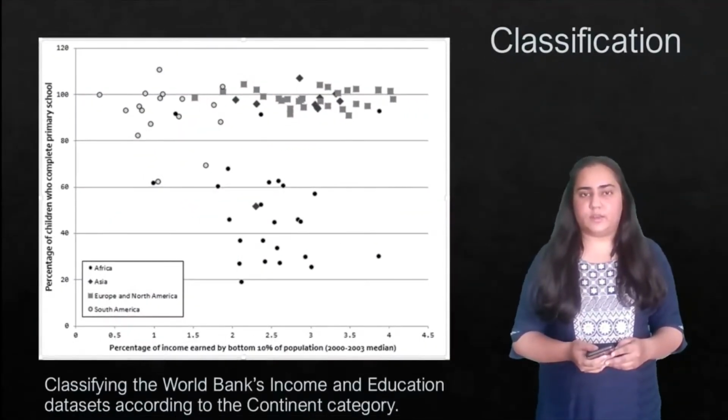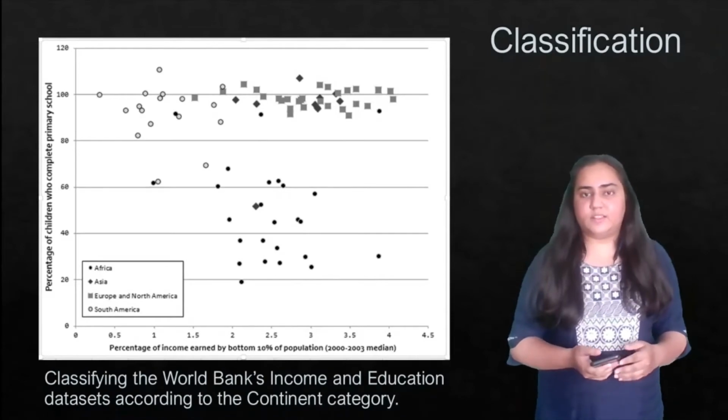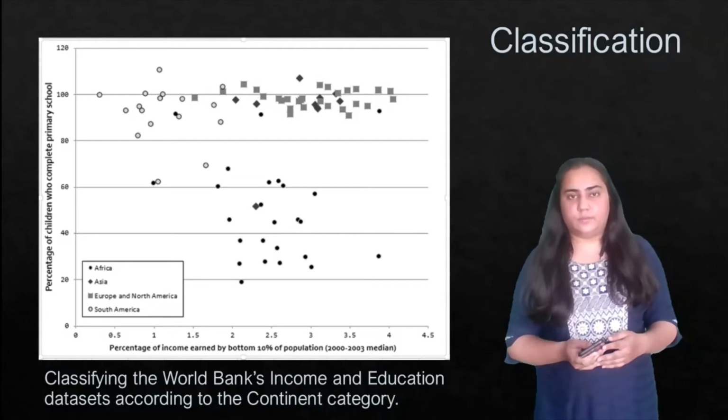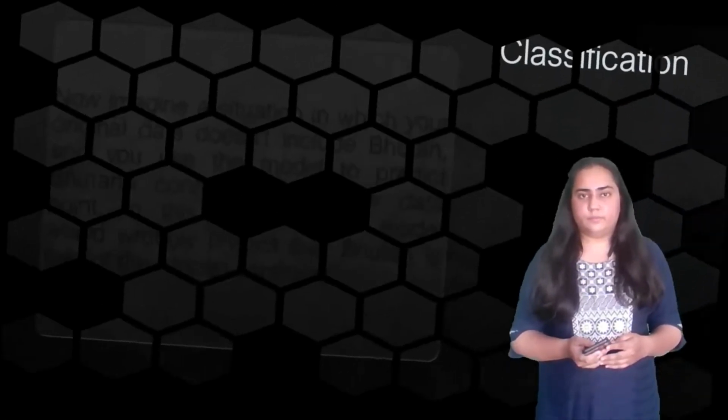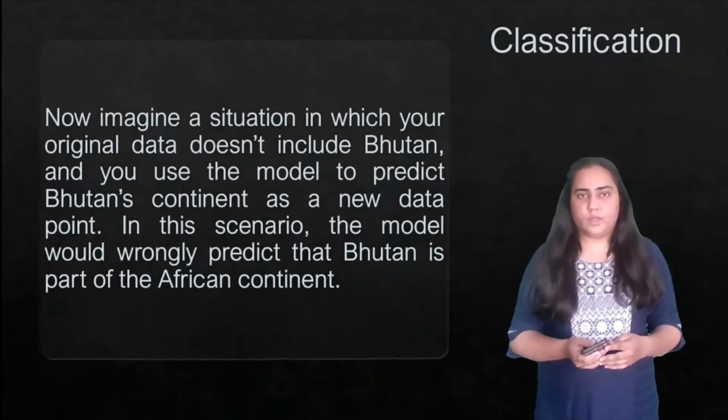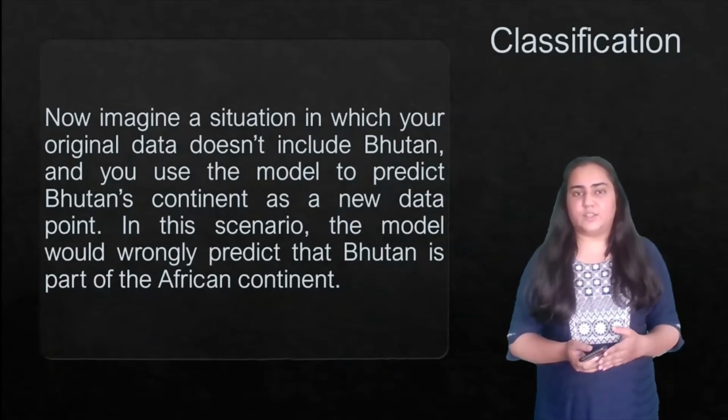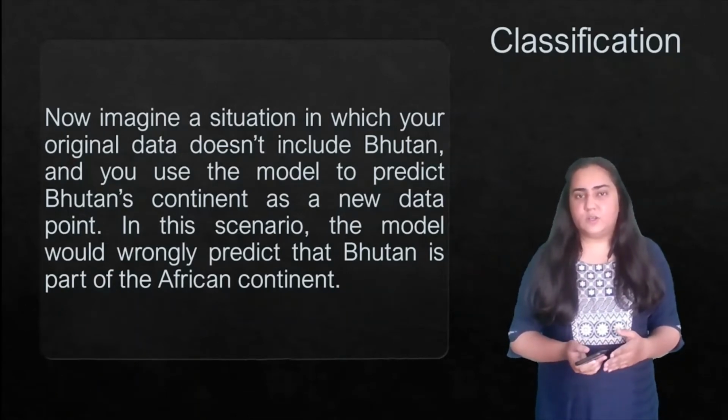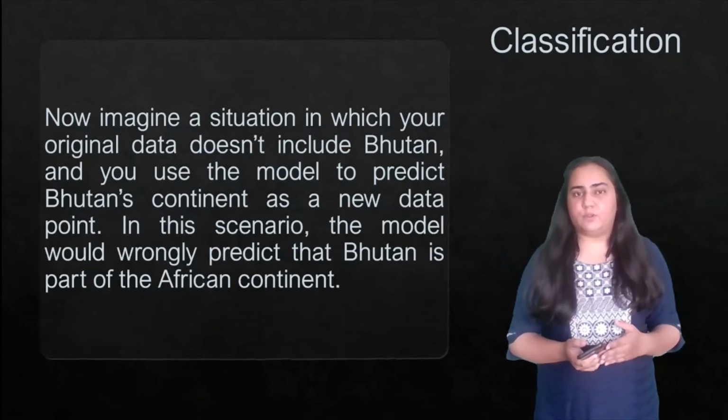So this is once again the diagram classifying the data according to the continent category. Now imagine a situation in which your original data doesn't include Bhutan, and you use the model to predict Bhutan's continent as a new data point. In this scenario, the model would wrongly predict that Bhutan is part of the African continent.